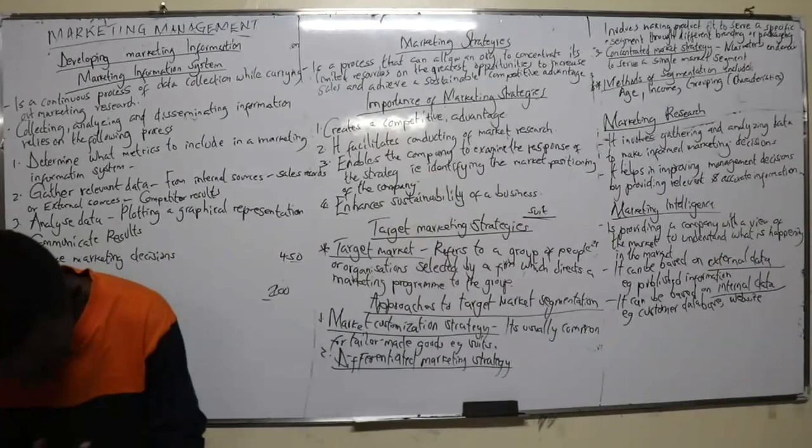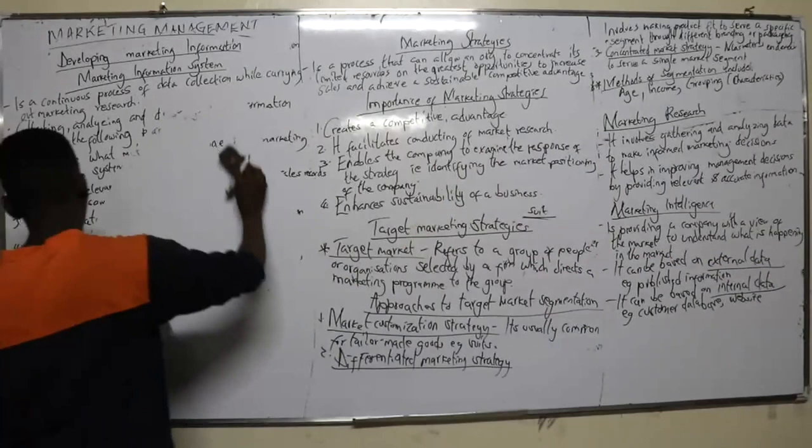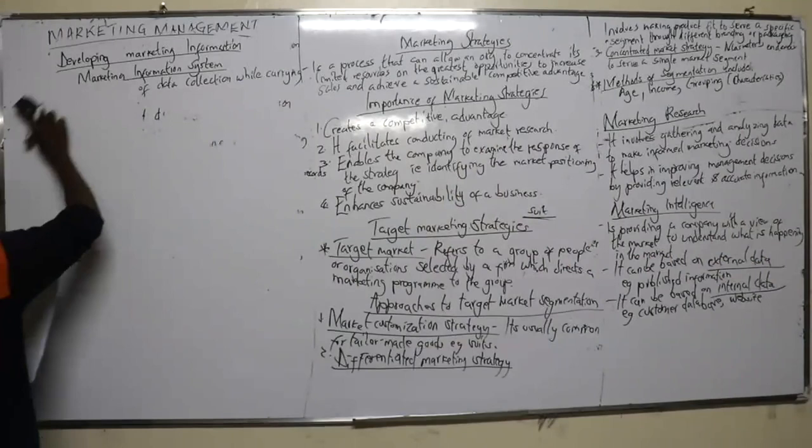So the difference between marketing intelligence and marketing research is such that marketing intelligence integrates all aspects of the company, while marketing research focuses on the customers rather than every other aspect.